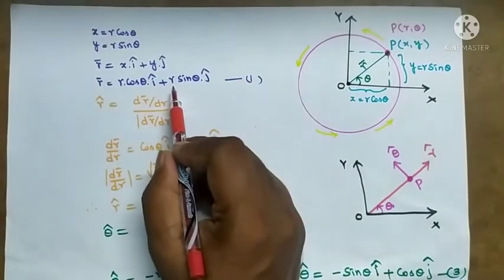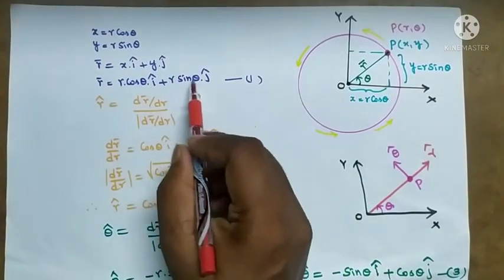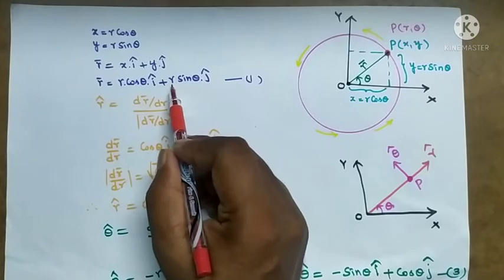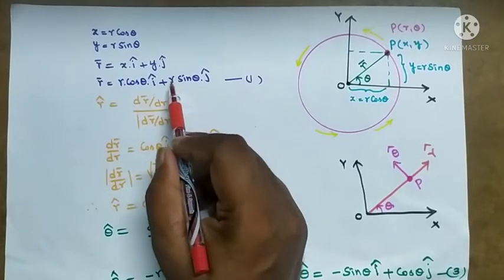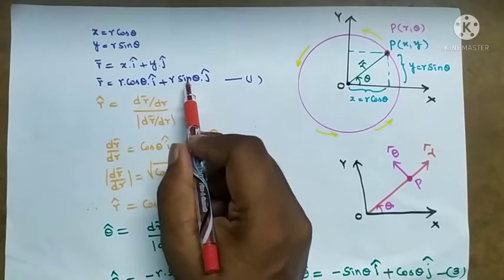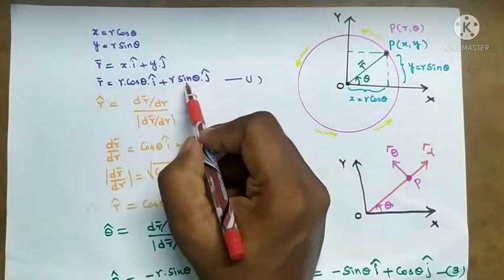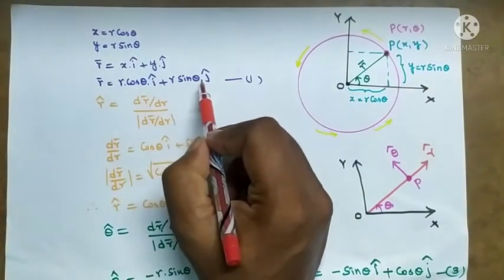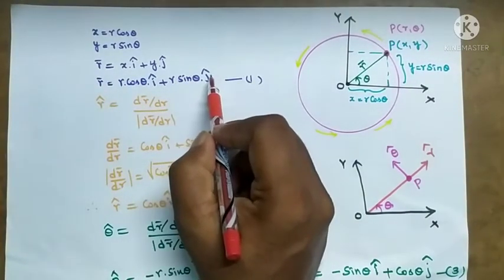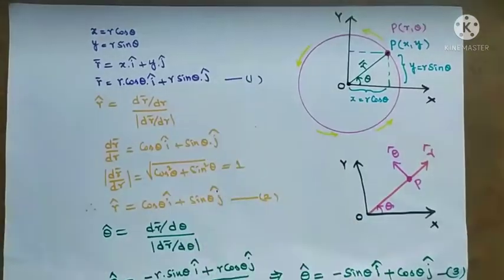And the second one is r sin theta. The differentiation of r sin theta is, first you take r as constant and the differentiation of sin theta equals cos theta. Therefore r cos theta j cap. And if you take the second one, sin theta is constant and the differentiation of r with respect to theta is 0. So no need to write it here.